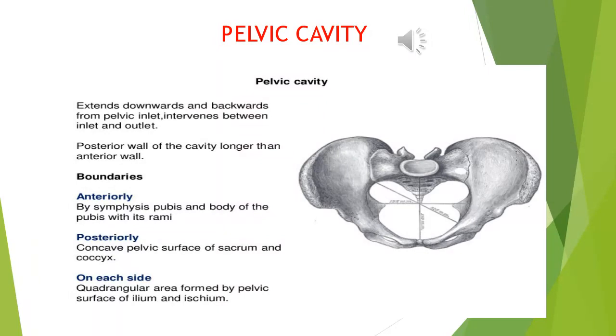Then boundaries. Anteriorly, what you can see is the pubic symphysis and the pelvic surface of the body of the pubis with the rami. Posteriorly, you will get the pelvic surface of the sacrum and the coccyx. And on each side, it is formed by the pelvic surface of the ilium and ischium.